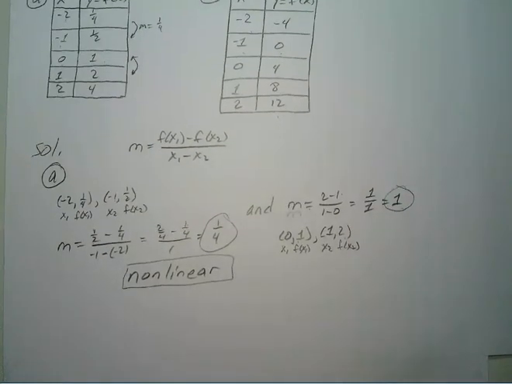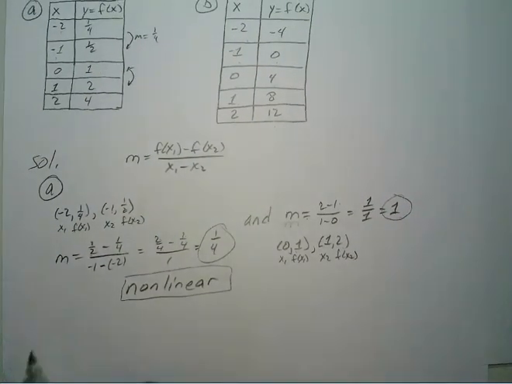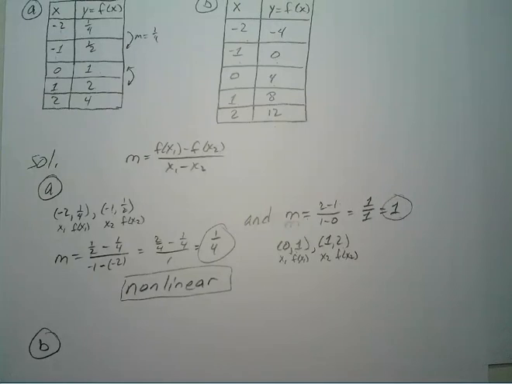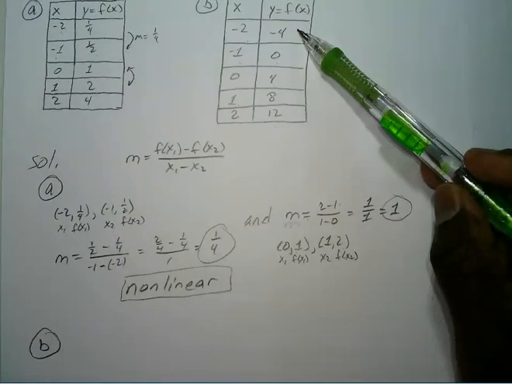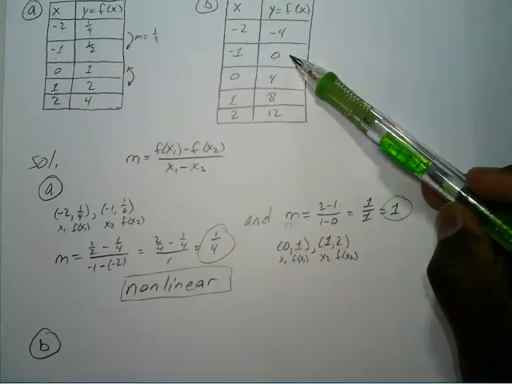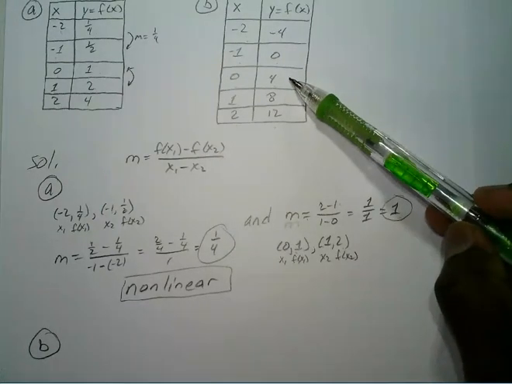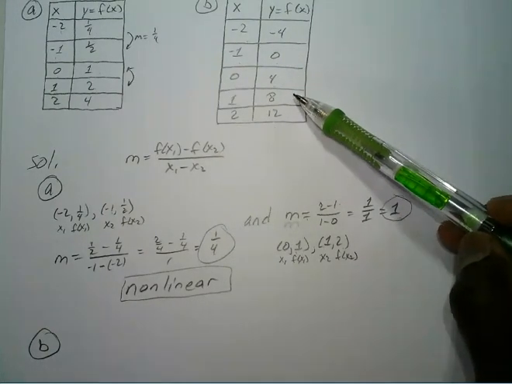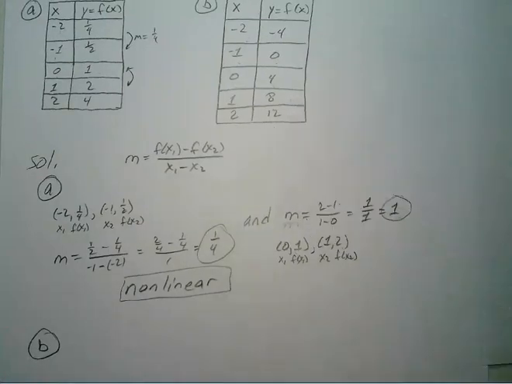Okay, so let's look at B. For B, you have the same thing. You want to see if they all have the same slope. You want the same slope from this point to this point, the same slope from this point to this point, the same slope from here to here, and the same slope from here to here.